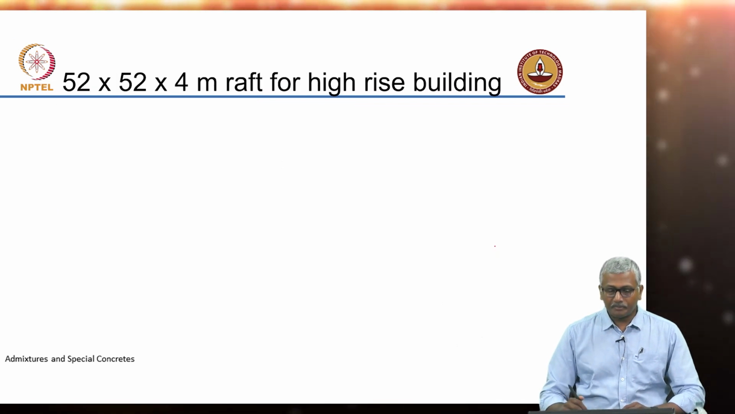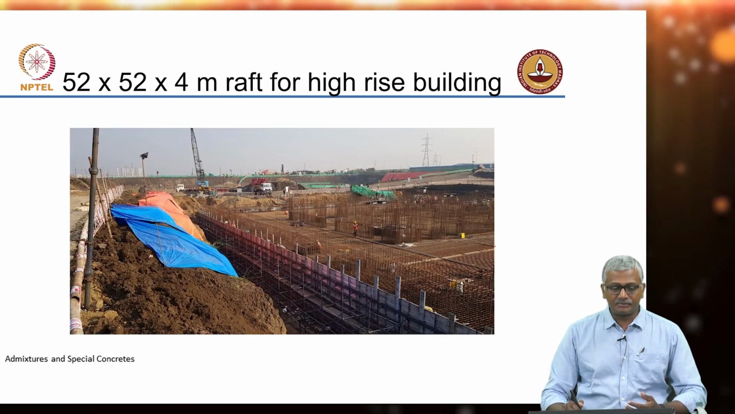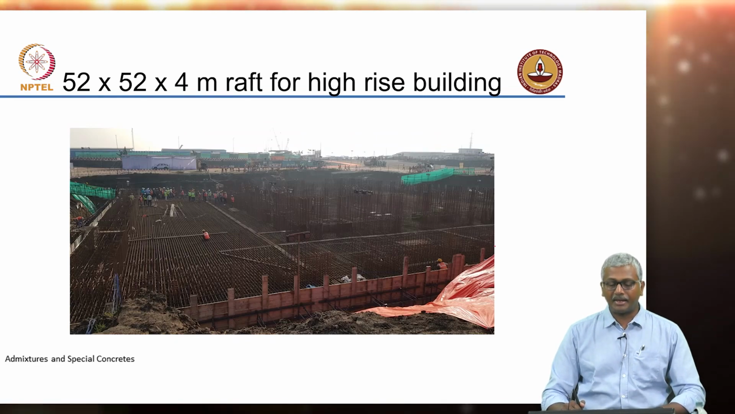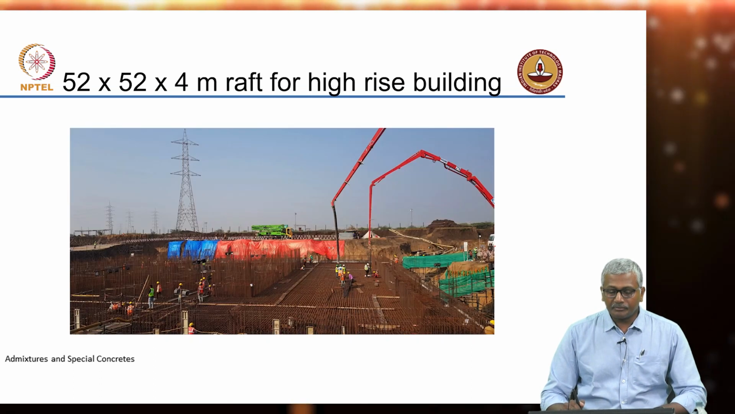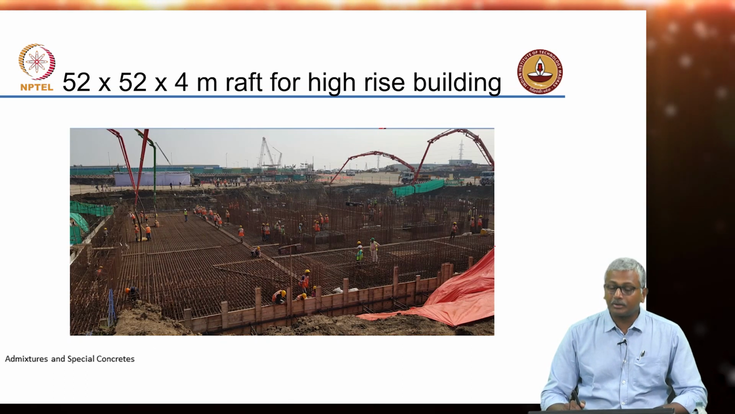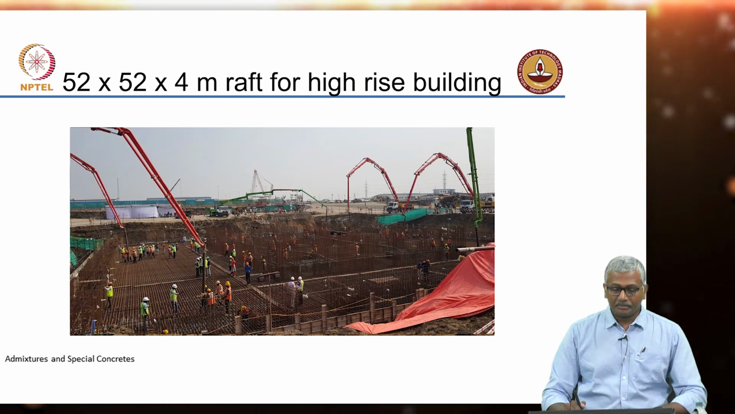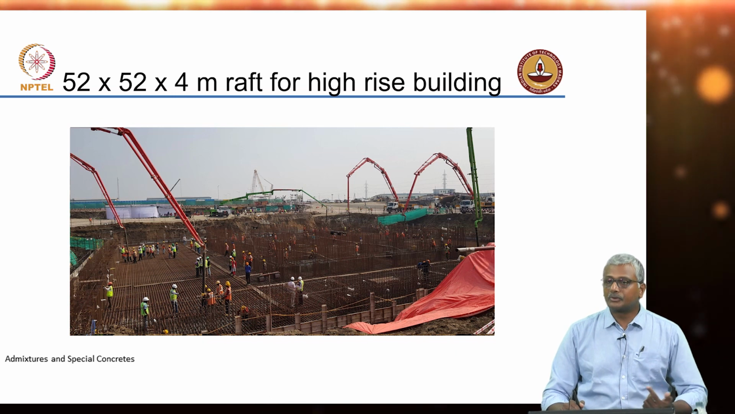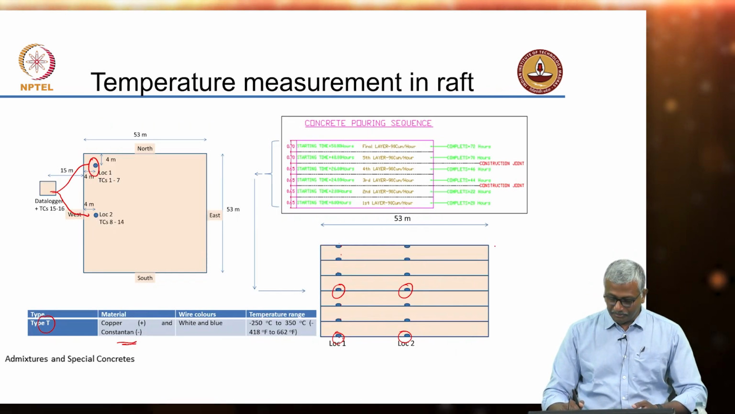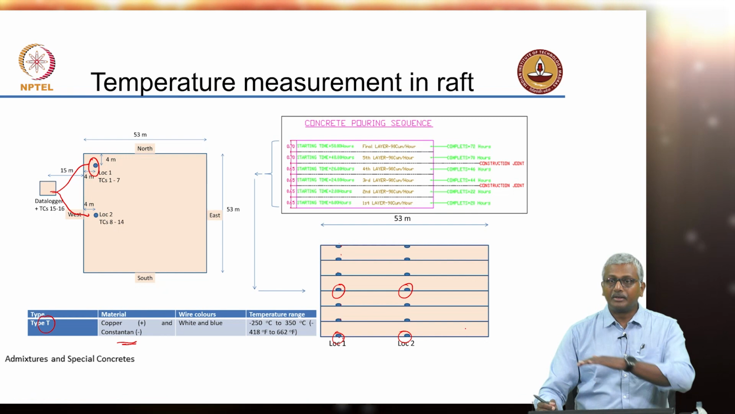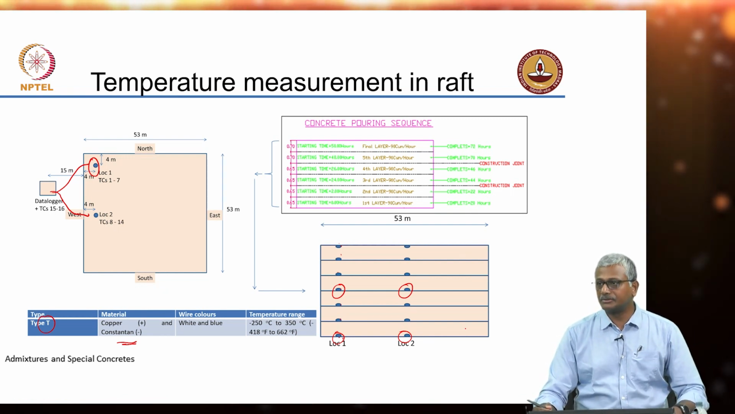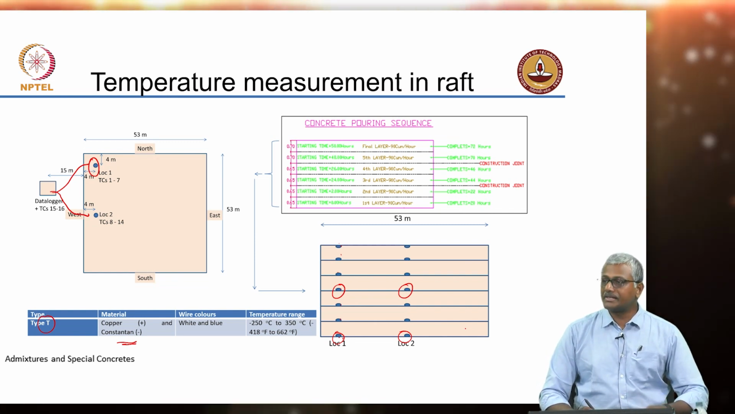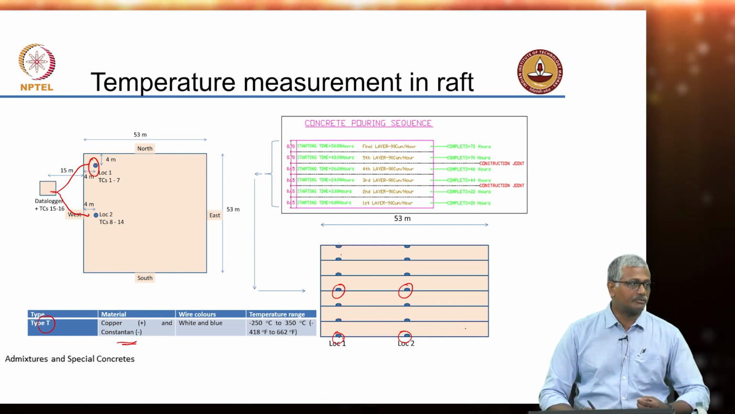Okay. Now, I was talking about this case study of this 52 by 52 by 4 meter raft for the high rise building which was earlier planned in Amravati. So, we were talking about the fact that the entire concreting operation was taken up by means of 6 boom placers and 1 concrete pump, so that the entire segment could be filled up in stages which were uniform with respect to the layer height throughout the 50 meter dimension of the member. And then thermocouples were placed at different locations to get an estimate of the temperature rise.